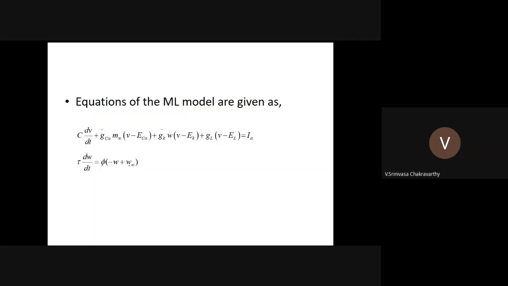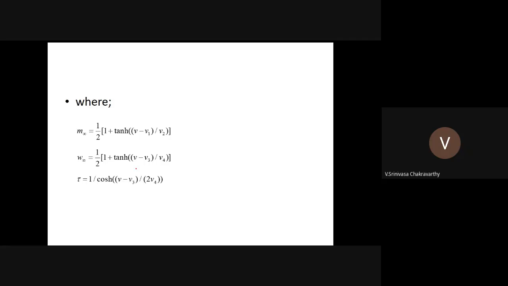And W dynamics is very simple. It's simply minus some factor phi times minus W plus W infinity. Now, like I said, M infinity is taken to be a simple expression. W infinity is also, so no, it's not constant. M infinity is taken to be a function of voltage like this, and W infinity is also a function of voltage, and this is a tau for W infinity.